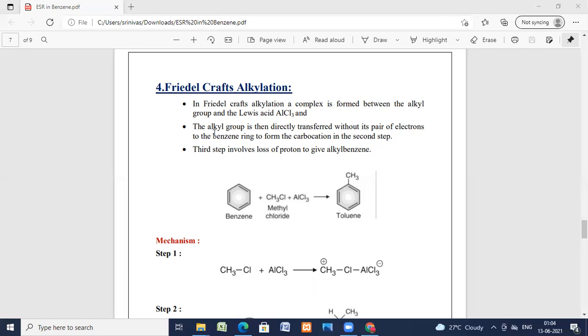Again, the steps are the same: formation of the electrophile, then attack of the electrophile and formation of the carbocation, the third is stabilization of the carbocation by the resonance structures, and the last one is the formation of the product. Benzene on reaction with methyl chloride in the presence of the Lewis acid aluminum chloride forms methylbenzene, which is called toluene.